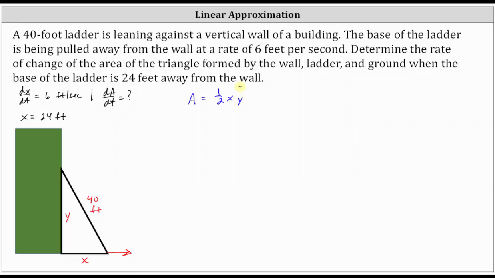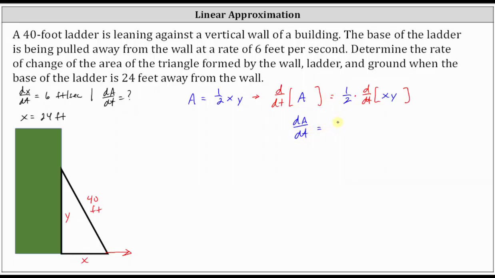And now because we're looking for dA/dt, we differentiate both sides of the equation with respect to t. So on the left, we have the derivative of A with respect to t. On the right, we'll have the derivative of 1/2 xy with respect to t. I'm going to factor out the 1/2 and write it as 1/2 times the derivative of x times y with respect to t. On the left, the derivative of A with respect to t is dA/dt.